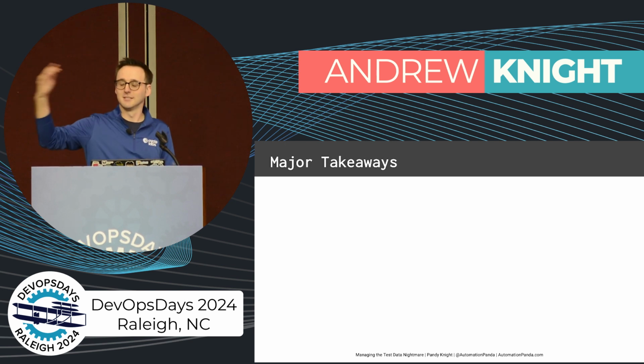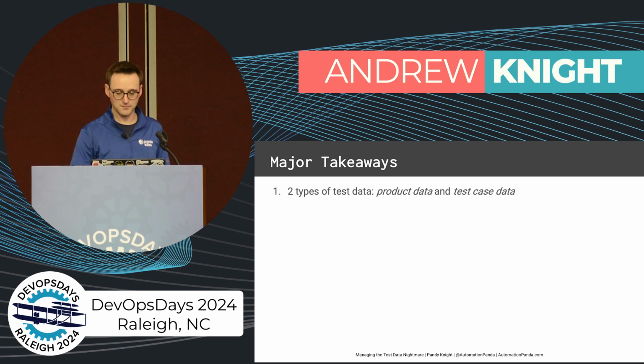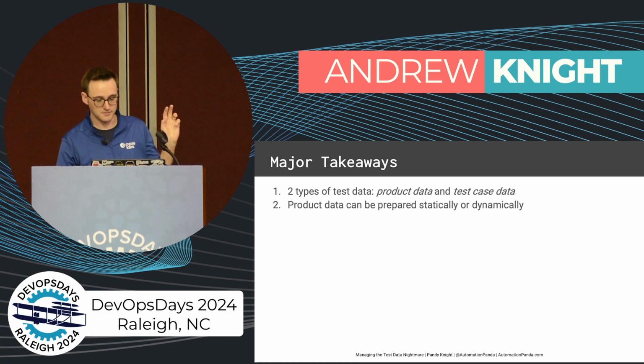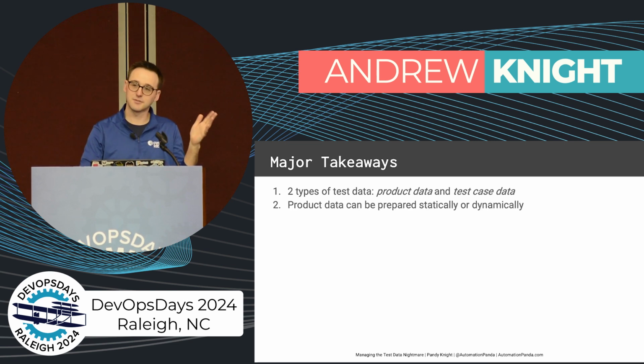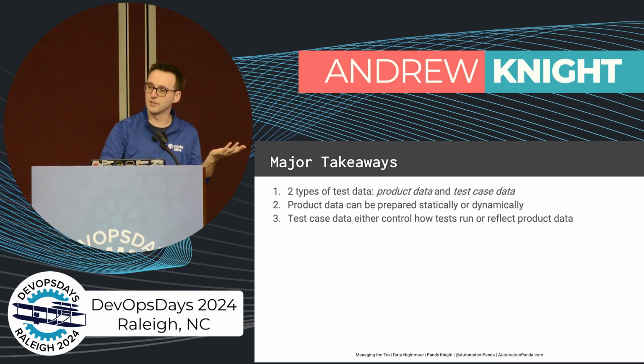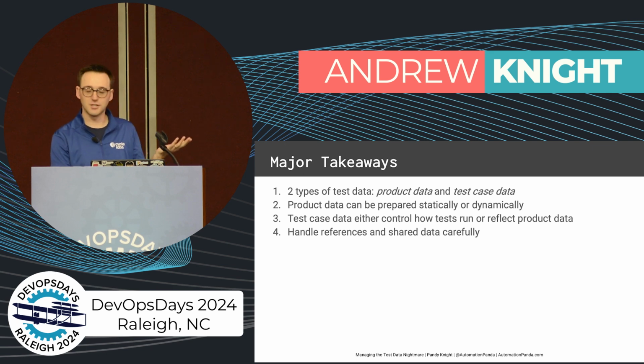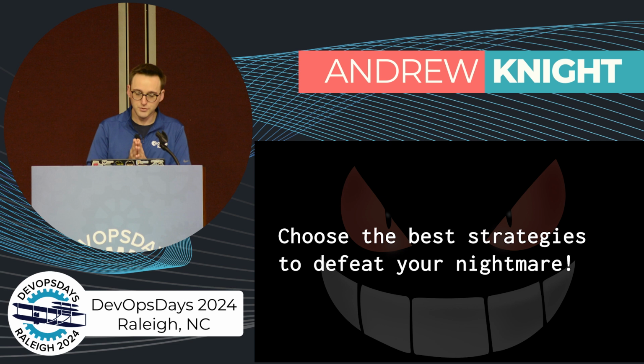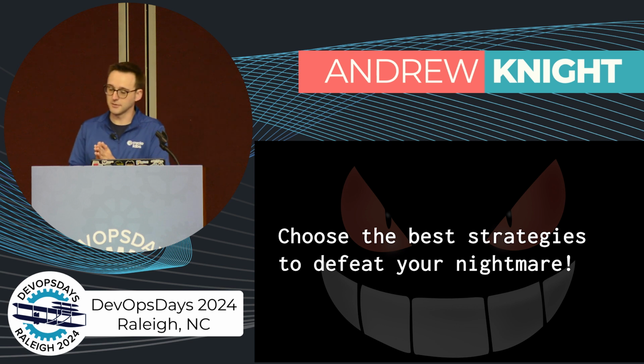So now we've reached the end, and we've covered a lot of information in this half hour. Just in quick summary to recap, we got two types of test data, product data and test case data. Product data can be prepared statically or dynamically. Test cases either control how tests run or they reflect product data. We should always handle our references and shared data very carefully. And overall, choose the strategies to defeat your nightmares.